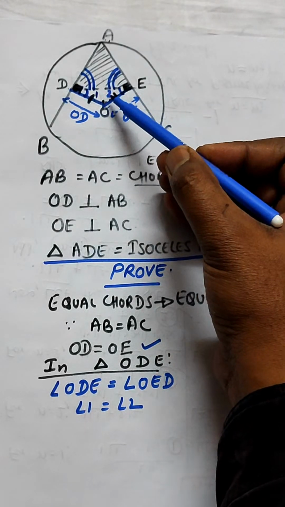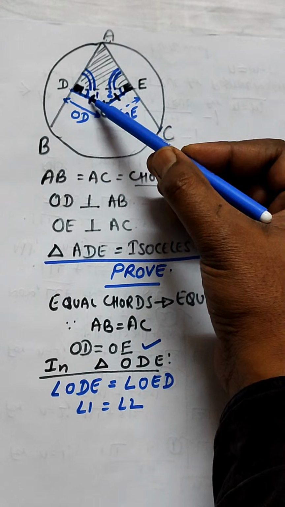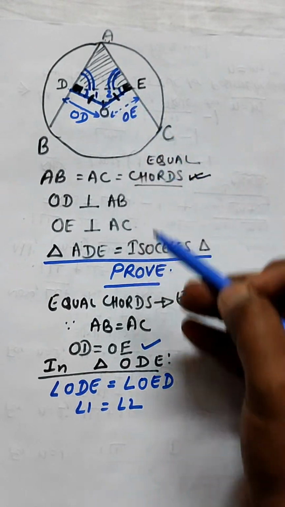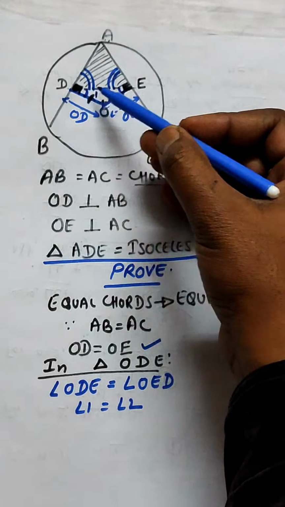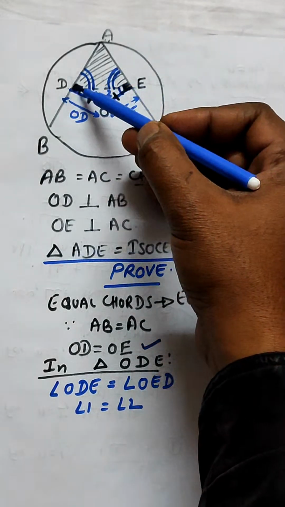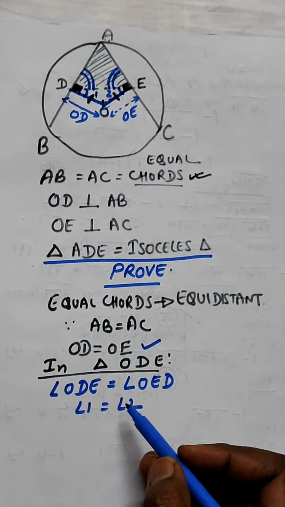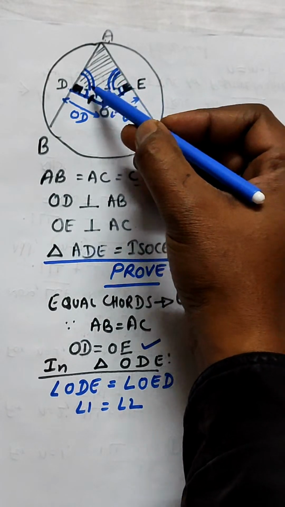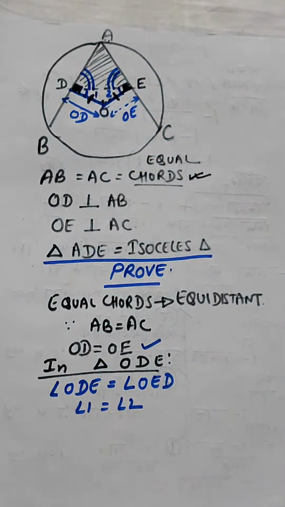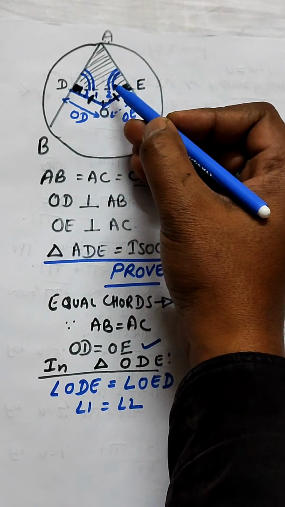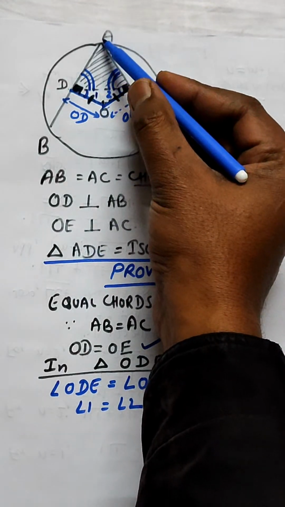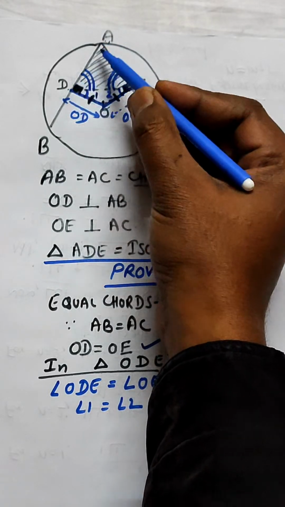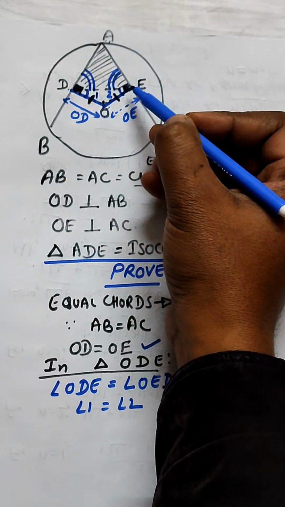Because angle 1 is equal to angle 2, subtracting these equal angles 1 and 2 from 90 degrees, from both the sides of these 90 degree angles, you get these angles are equal, here marked in two lines. These angles are equal, isn't it? If these two angles are equal, these are the angles opposite to the sides AD and AE.